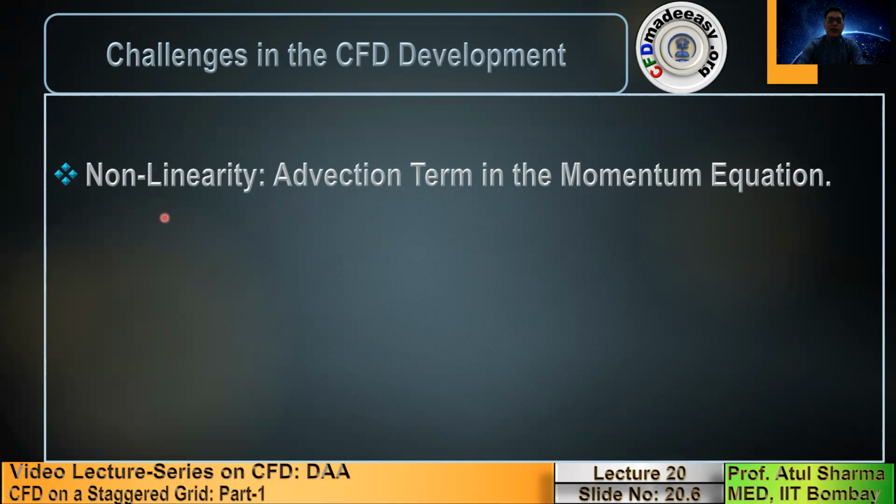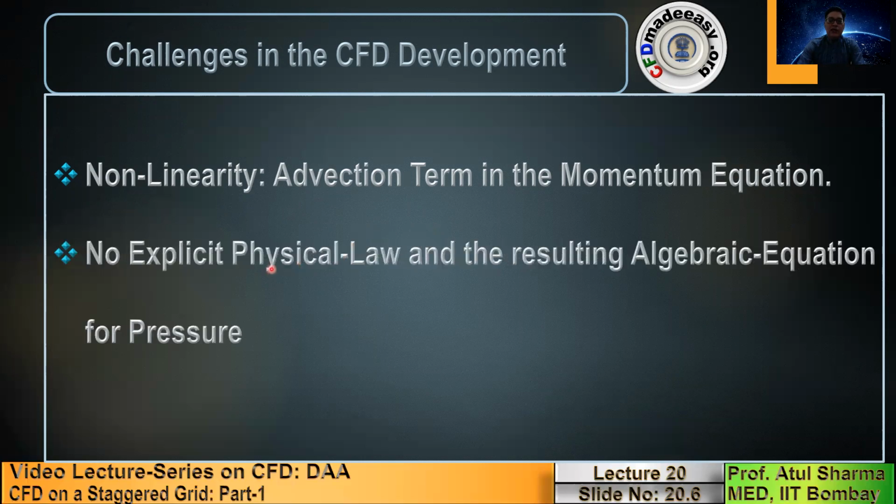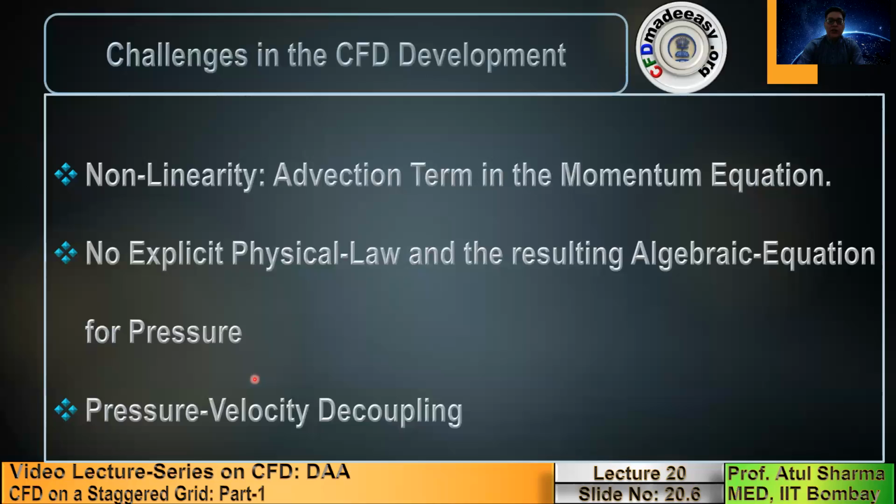The first challenge that I would like to highlight is the advection term in the momentum equation, which introduces nonlinearity. The second challenge is that there is no explicit physical law and resulting algebraic equation for pressure. And in the early days of CFD development, people encountered an issue called pressure velocity decoupling. So these are the three challenges which were encountered in the initial days of CFD development.